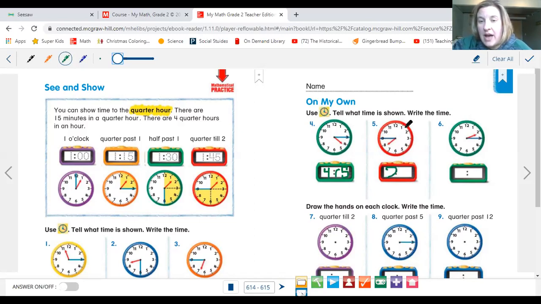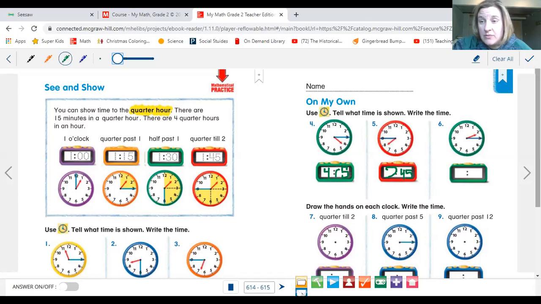And then I count by 5, starting at the 1. 5, 10, 15, 20, 25, 30, 35, 40, 45. And then it's 45. So it would be 7:45. All right. So now let's look down.